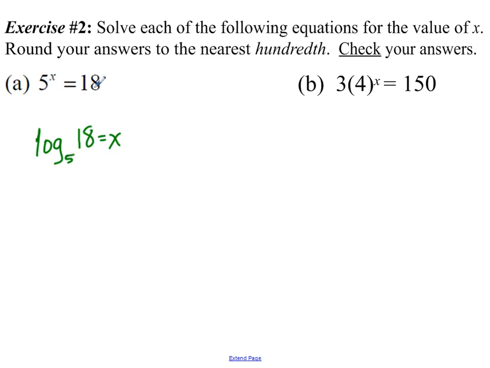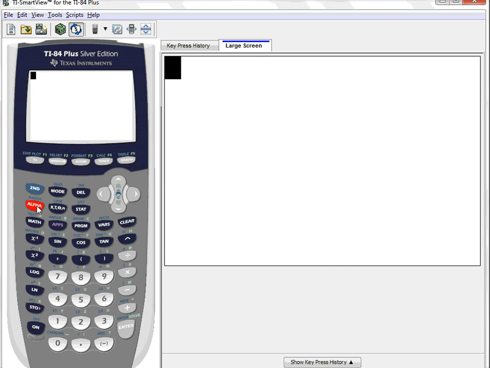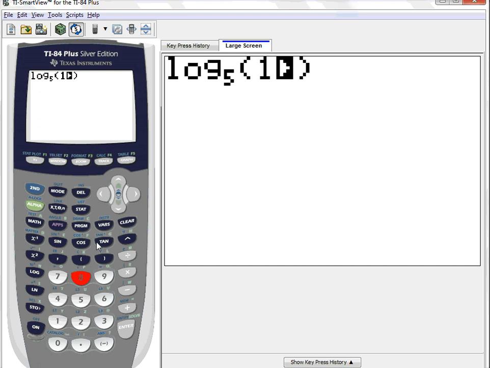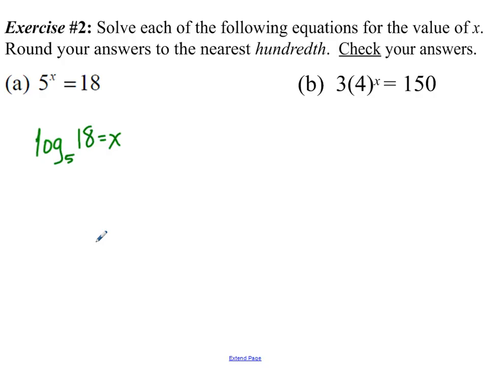Base, exponent is what the log is equal to. Log is an exponent. Grab your calculator. Log base 5 of 18. Turns out it's 1.80. We thought it would be close to 2. It is. All right.